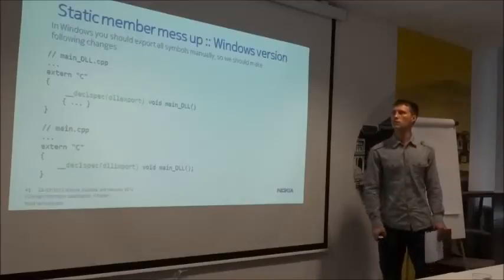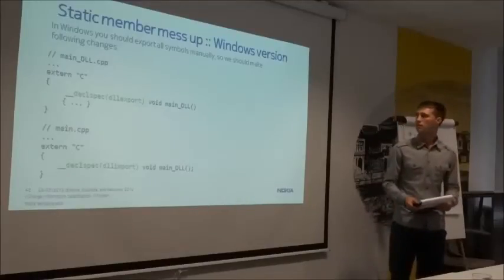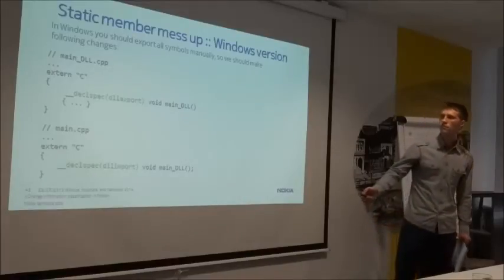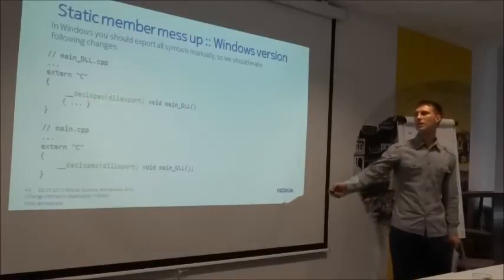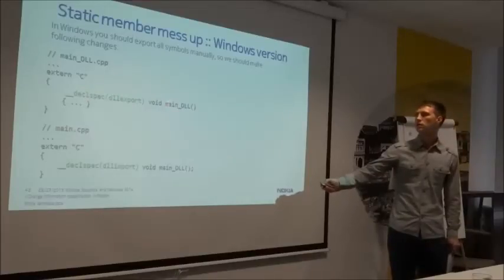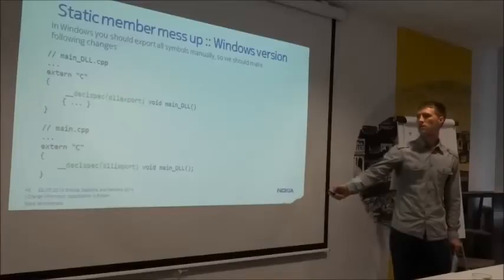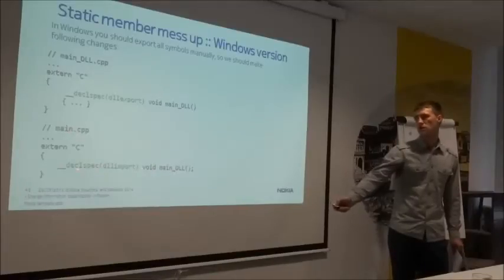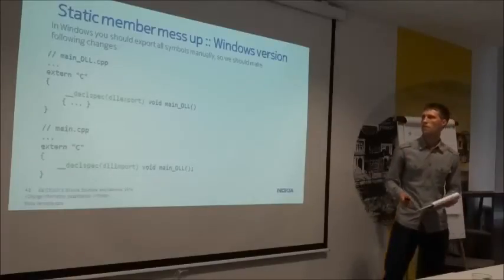In Windows, we should export all symbols manually. So we should make the following changes. We should declare this function main DLL as export, as __declspec(dllexport), and in the executable we will import this function using __declspec(dllimport).